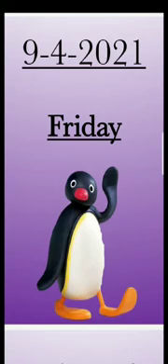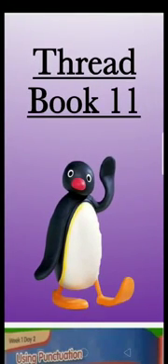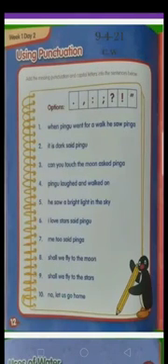In our today's session, we are going to cover some of the pages from Threadbook 11. First of all, you all have to take out your Threadbook 11 and open page number 12. Don't forget to mention today's date, that is 9th of April 21, 9-4-21. The topic name is using punctuation. Add the missing punctuation and capital letters into the sentences below.